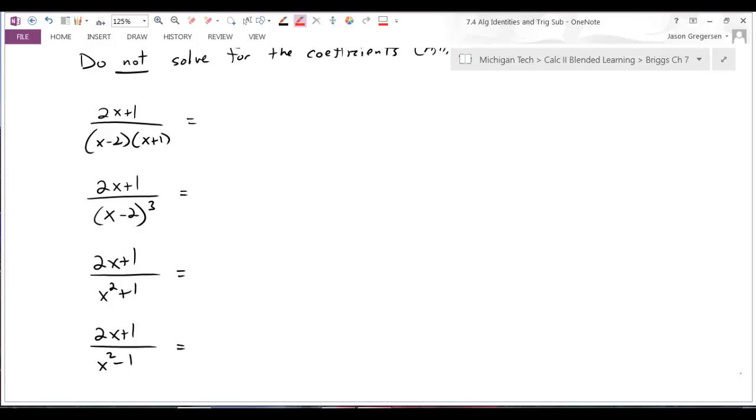Another minute or so. Remember, you're just writing the form, not doing any simplification or any solving for constants. Just rewriting the form.